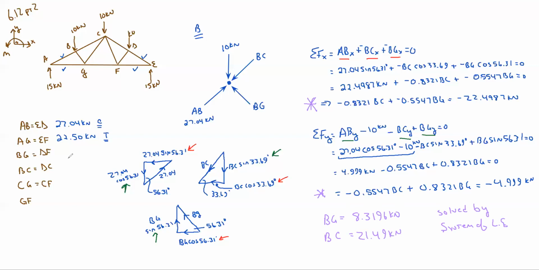Let me go fill that in while you guys look at that. BG is 8.3196 kilonewtons. It came out to be positive, which would be an indication that BG is in compression. I guessed the arrow correctly. BC is 21.49 kilonewtons. It also came out to be positive, meaning I guessed that one correctly as well. Go make some check marks about what we've got. So I just got BG and DF, BC and DC. So really that leaves us just two left to do. I'm going to pause this while I erase the board. I'll be right back and we'll do the last part of the problem.